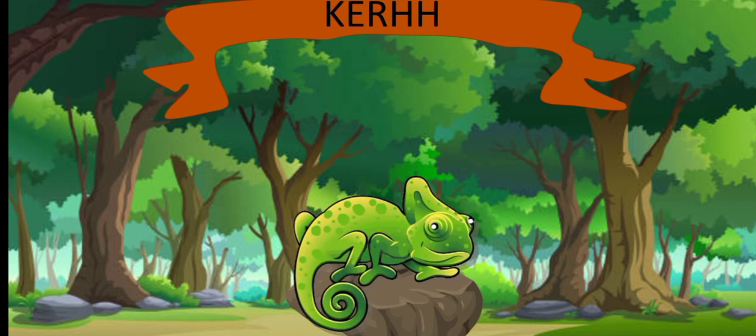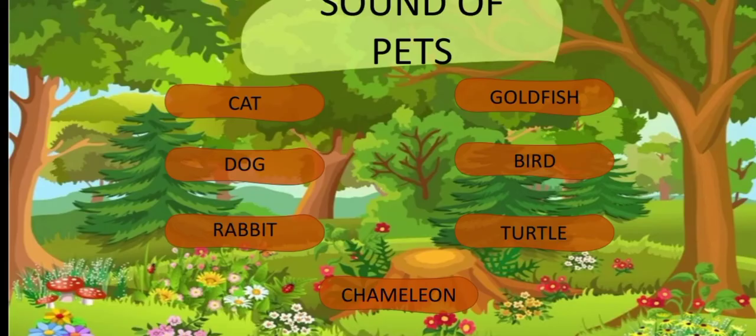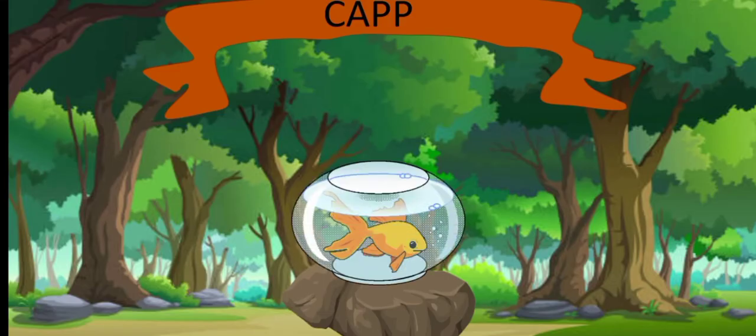If they want to listen to another pet's sound, they can just press the arrow button like this and choose any one of these. For example, they want to choose a goldfish. So children can hear exactly what the goldfish sounds like.